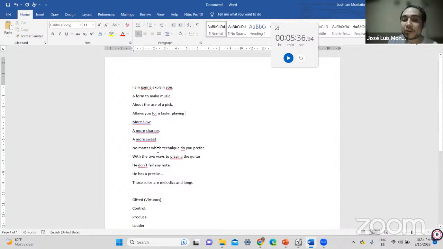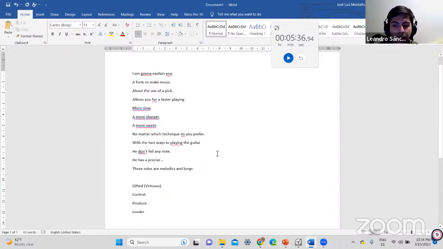Here, remember embedded questions, a question inside a question or a question inside a statement. So we don't say "no matter which technique do you prefer." We only say "which technique you prefer," without the "do." So, no matter which technique you prefer. Let's repeat that one, please. No matter which technique you prefer.